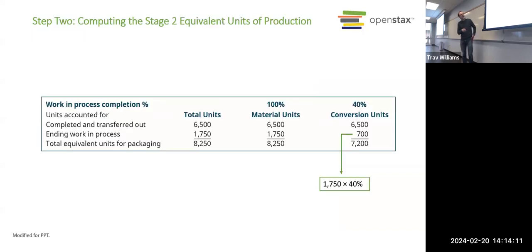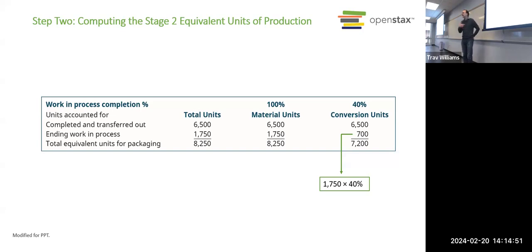Then again, we see our columns. Total and materials are exactly the same as they always are. The units that got completed and transferred out from this packaging department was 6,500. And again, it's the same number all the way across, right? They had to be completely converted, completely packaged to then get transferred out. But they were only 40% complete with the ones that were still in process.